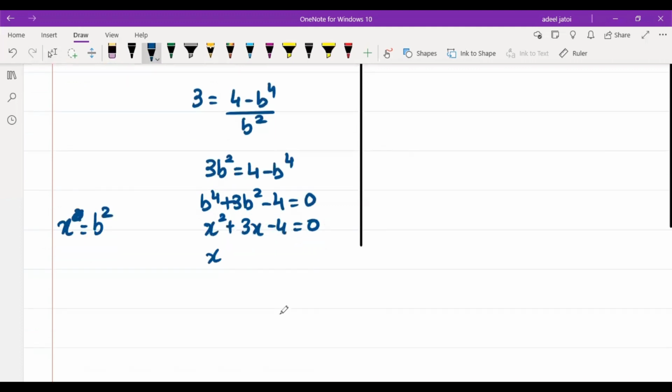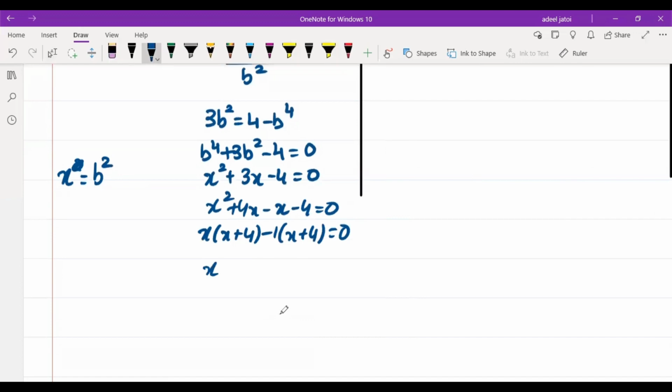So x square plus 4x minus x minus 4 is equal to 0. x plus 4, minus 1, x plus 4 is equal to 0. That means we have x minus 1 is equal to 0, x plus 4 is equal to 0, so x is equal to 1, x is equal to minus 4. So if we know that x was b squared, just write down b squared again. So we have negative 4 here.